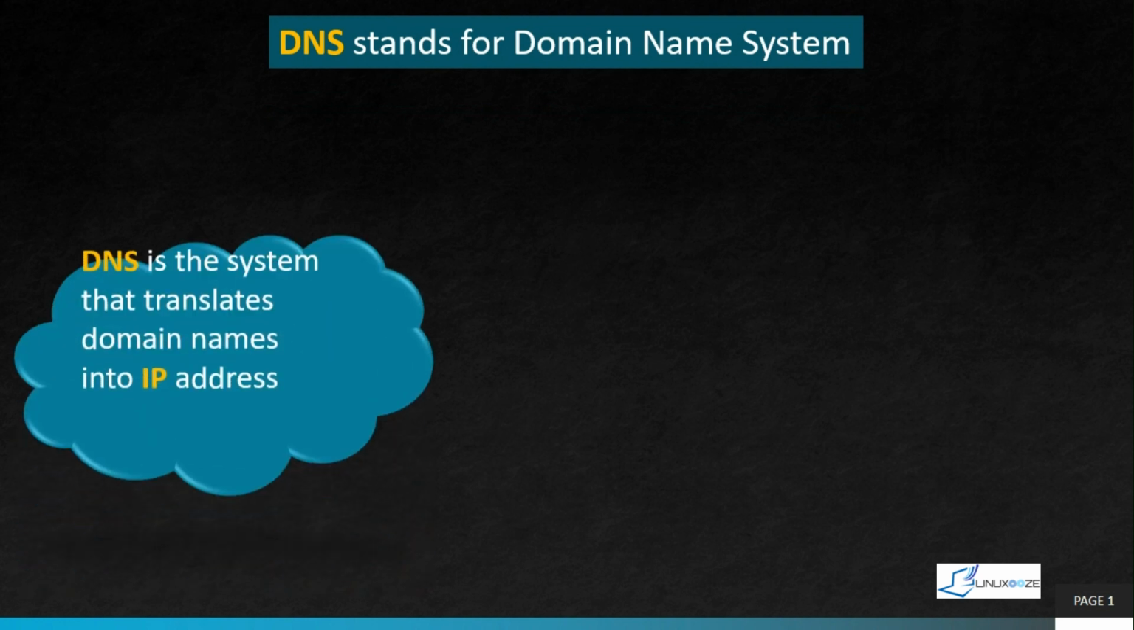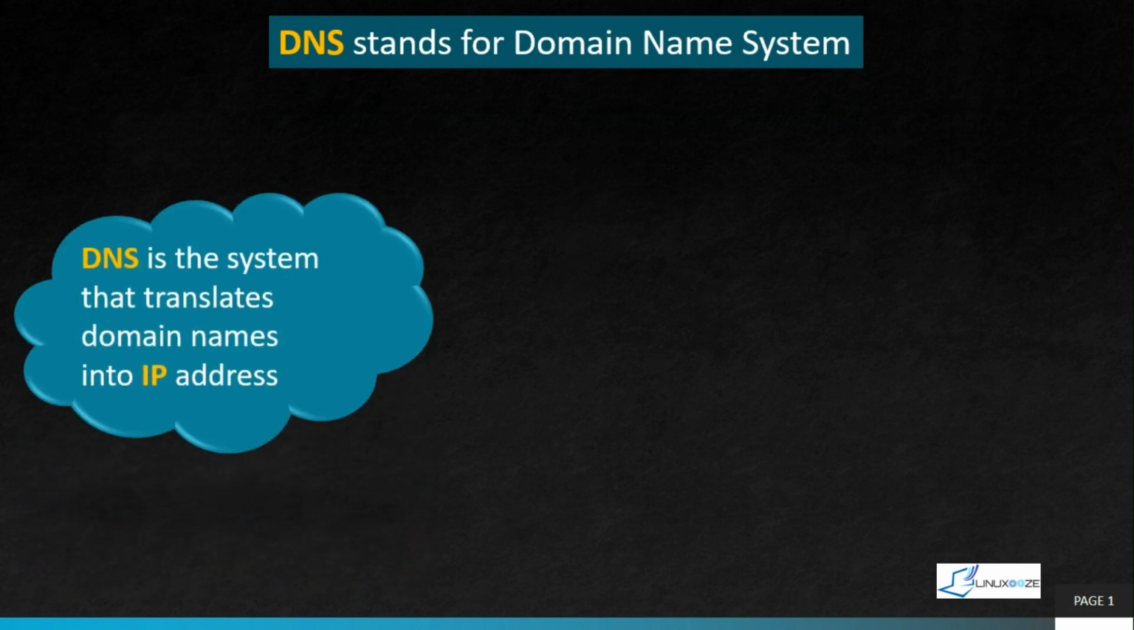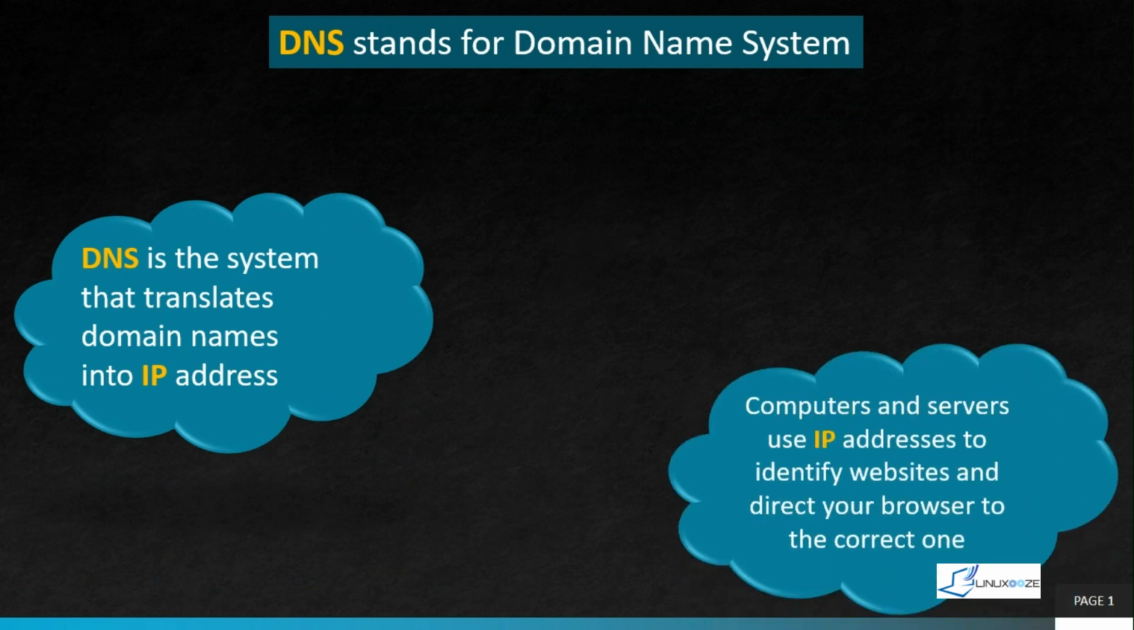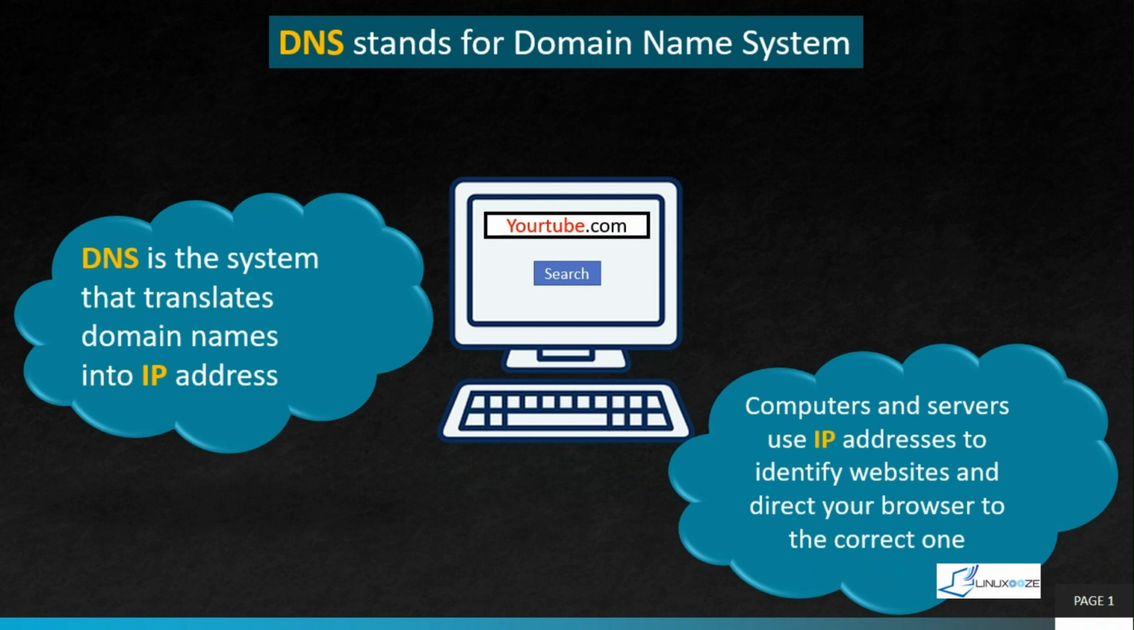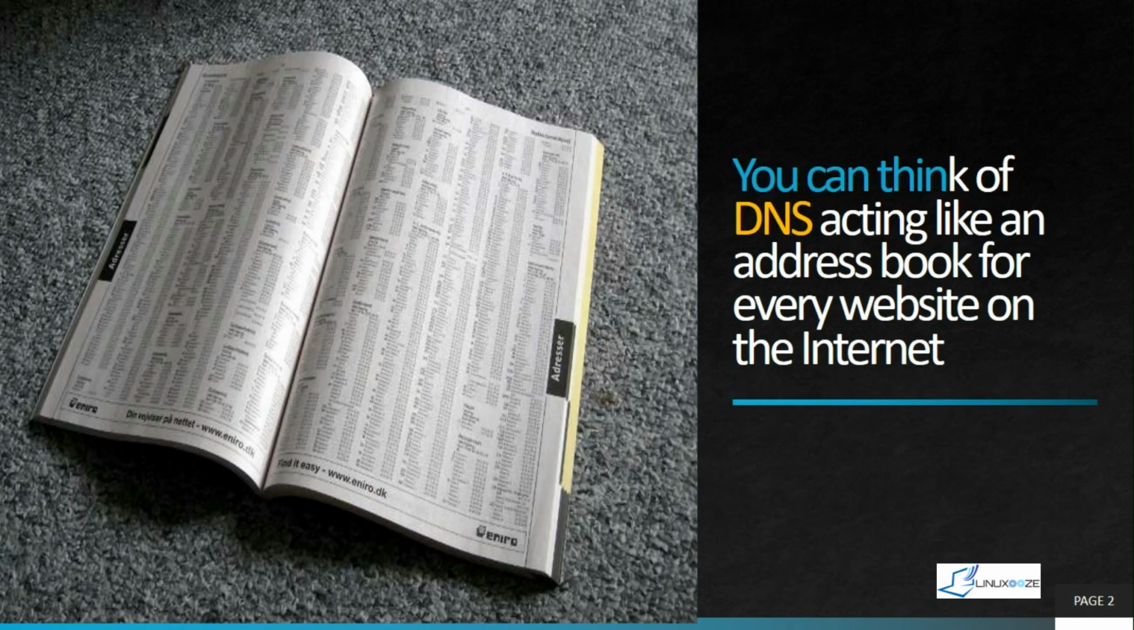DNS is the system that translates domain names into IP addresses. The system needs to convert this human-readable domain name into an IP address that computers can understand. When a user enters a domain name, for example www.youtube.com, into the web browser, computers and servers use IP addresses to identify websites and direct your browser to the correct one. You can think of DNS as an address book for every website on the internet.